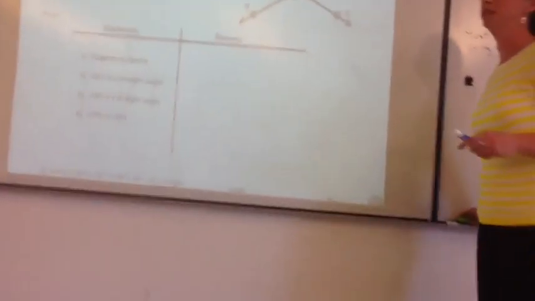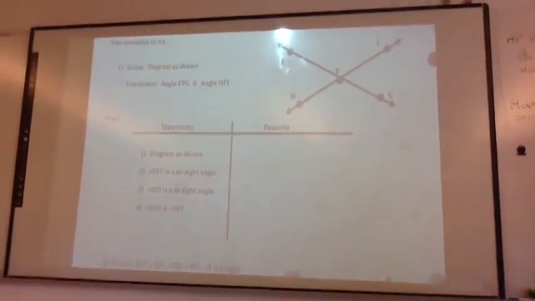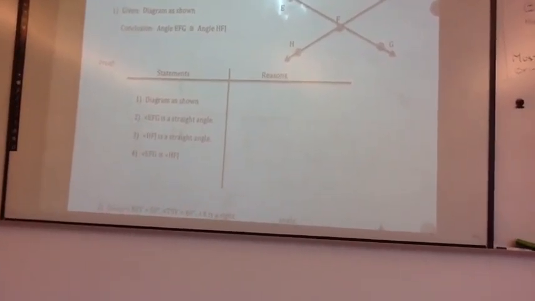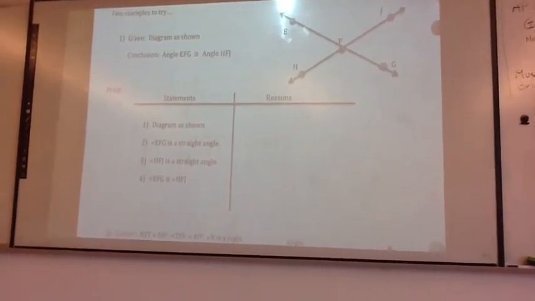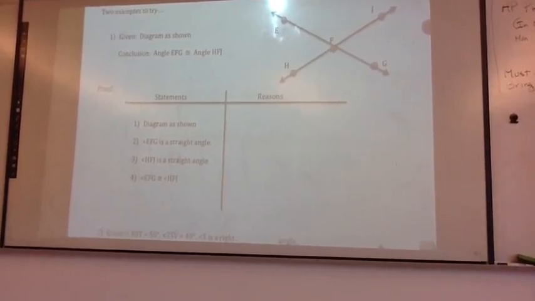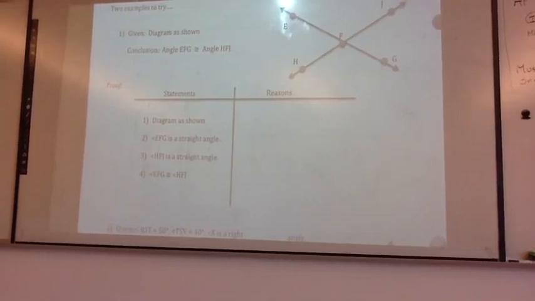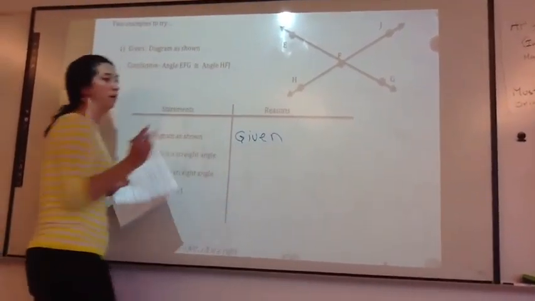So to make these a little easier on you guys, I filled out the statements. You have to do the reasons. All you're given is this diagram of 2 lines crossing at point F. So statement 1 says, diagram as shown. Why can I use that statement? What's my reason? Given. Just given. So we're referencing the fact that we have this diagram.